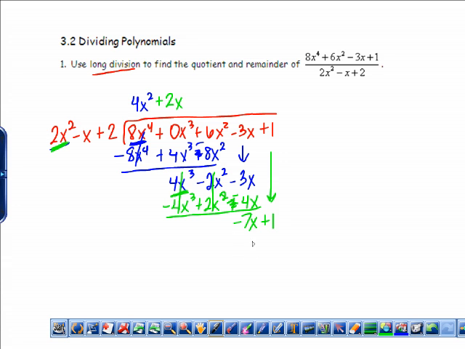All right, now I can't go any further, so this is what we call our remainder. So what we're going to do is write plus negative 7x plus 1 over whatever you were dividing by, 2x squared minus x plus 2. Now this did not divide in evenly, which means that the denominator is not a factor of the numerator.